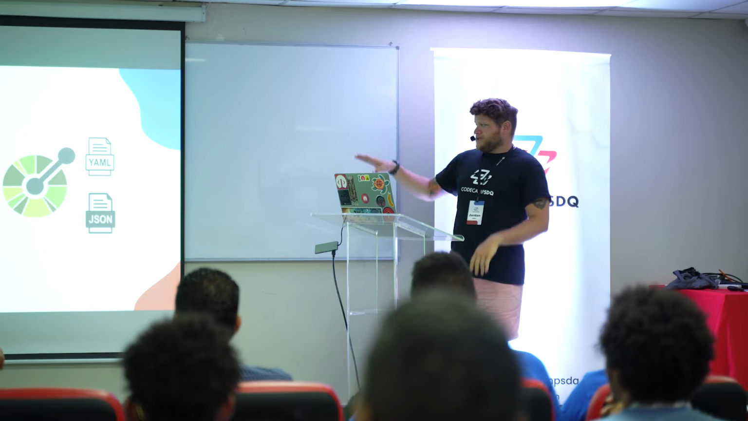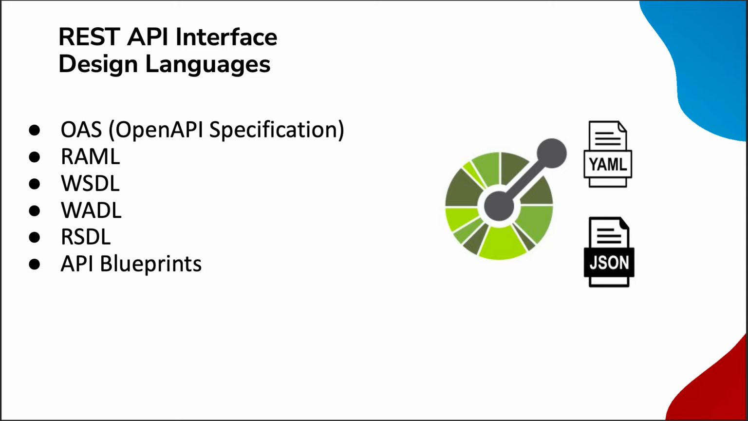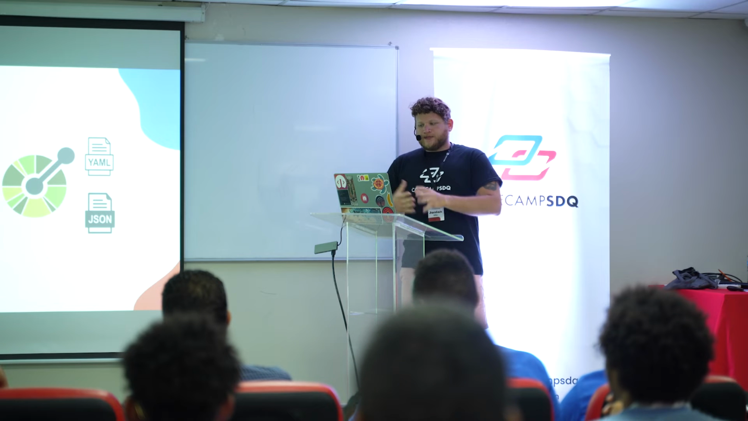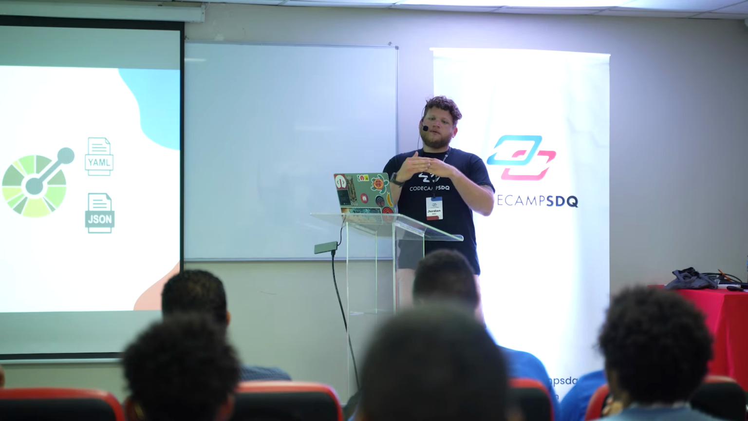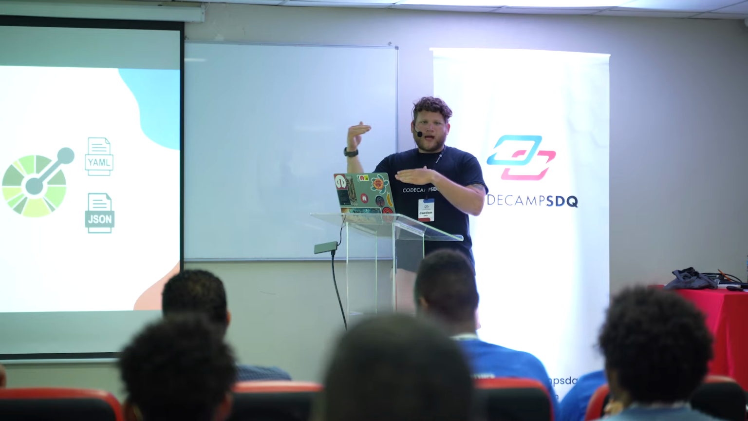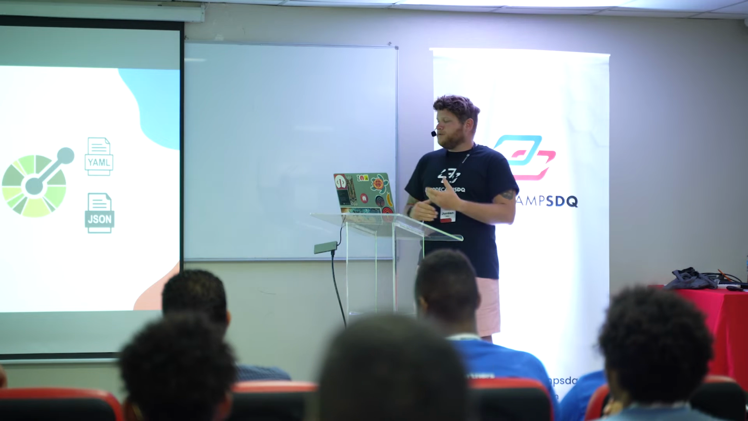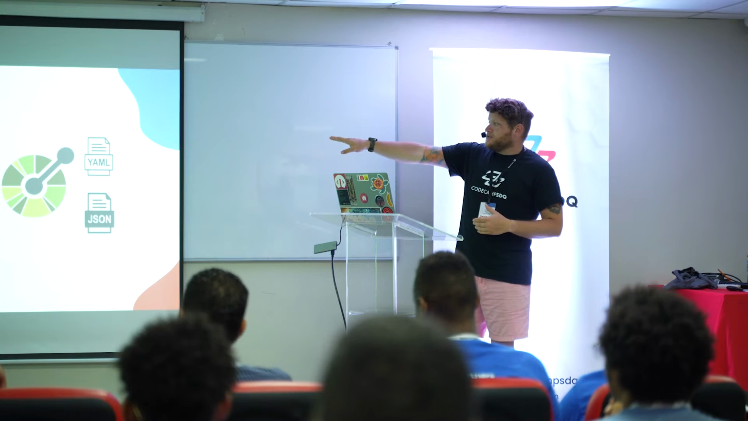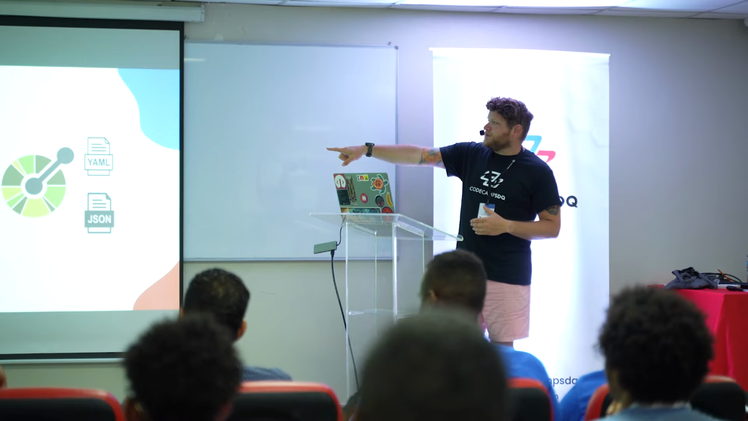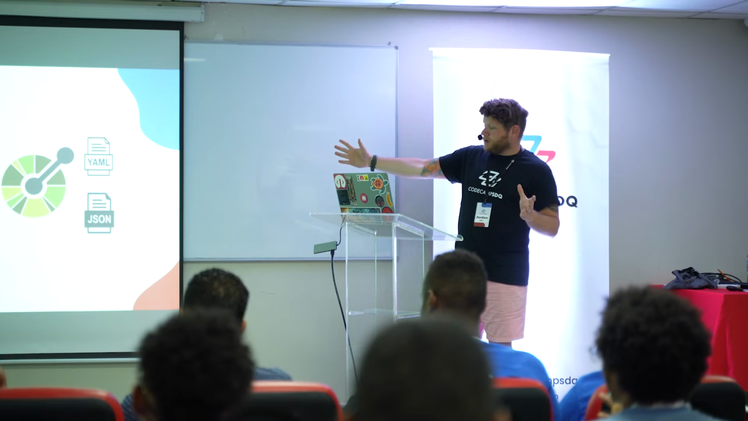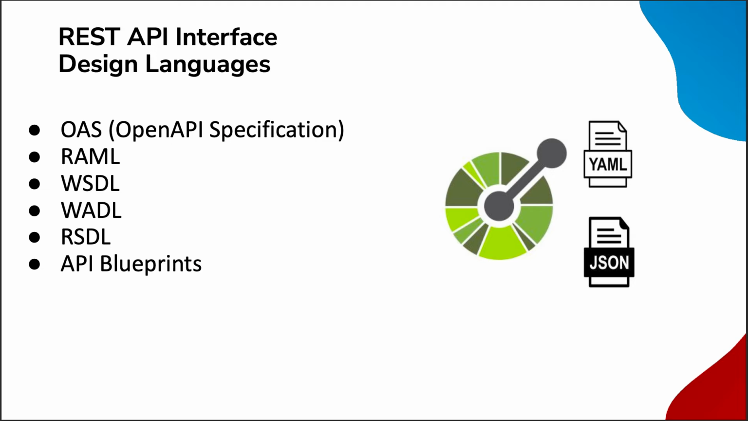OpenAPI, by the way, is actually one of a number of what are called REST API interface design languages. These are ways to specify how a REST API is implemented and how to communicate with it. OAS is the most modern one. Some of these other ones you may have worked with if you've been around longer, like RAML, WSDL, WADL, and RSDL.